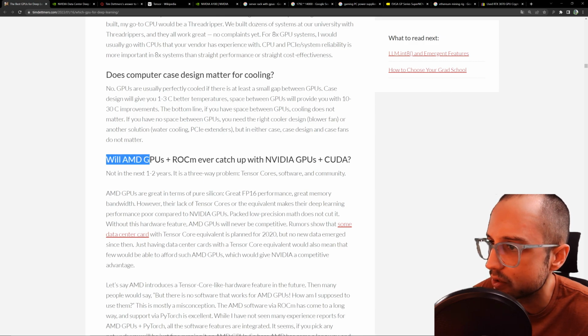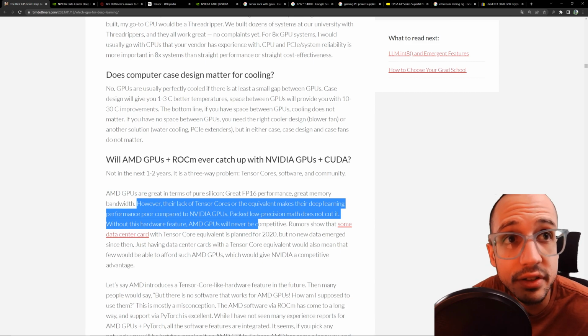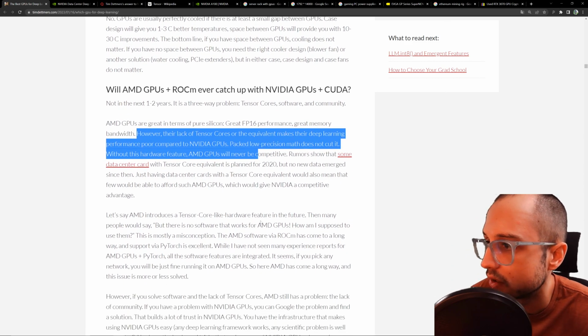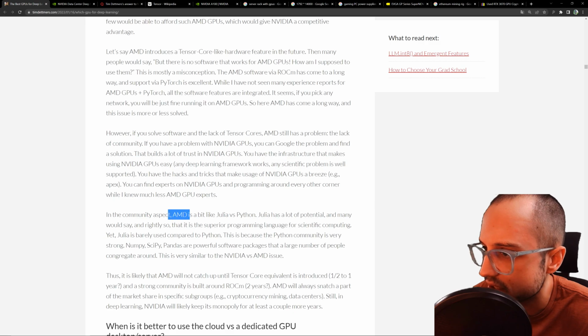Will AMD GPUs ever catch up with NVIDIA GPUs? No. Don't buy AMD GPUs. AMD is kind of like Julia versus Python, yeah. Agreed. Python is way better. Julia's crap.